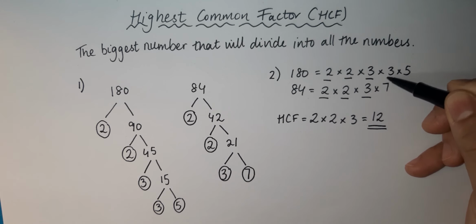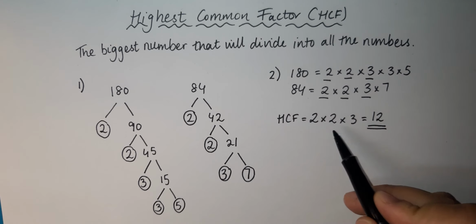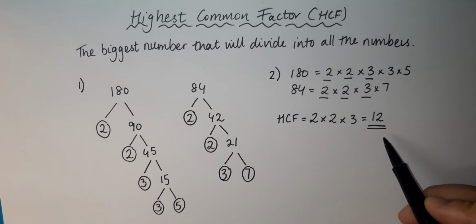We wouldn't put it here. So none of these, because they're not the same, so we'll ignore those, and we just do 2 times 2 times 3 to give us the highest common factor, 12.